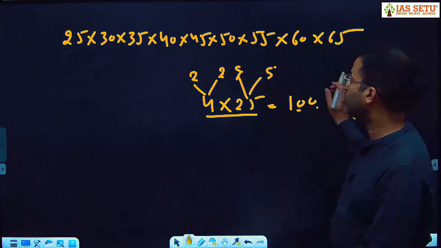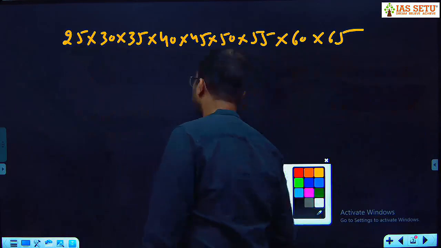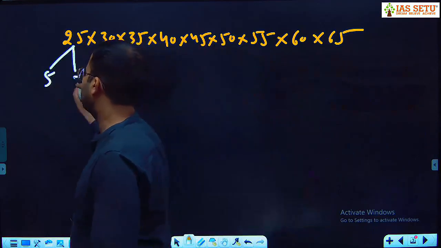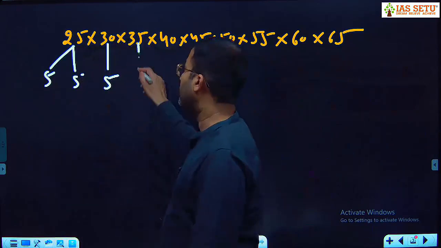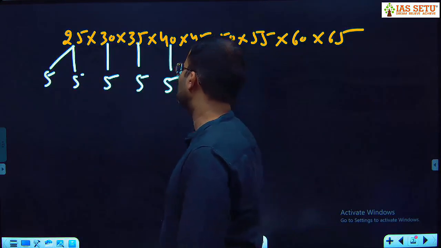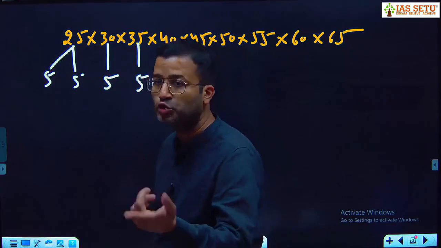So what we have to do, step number 1, we will see how many 5s are there. तो इसमें 5s निकालने हैं. 25 is 5 into 5. In 30 there is 1 5. In 35 there is 1 5. In 40 there is 1 5. In 45 there is 1 5. In 50 there are 2 5s, because 50 is 2 into 25.